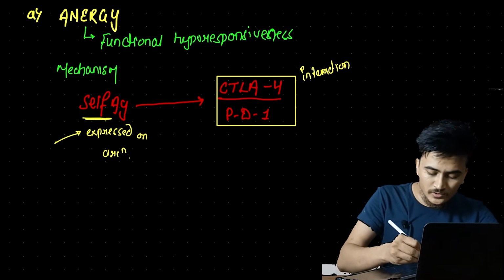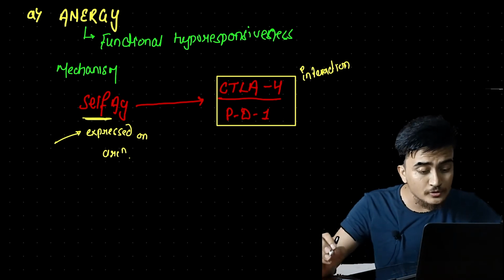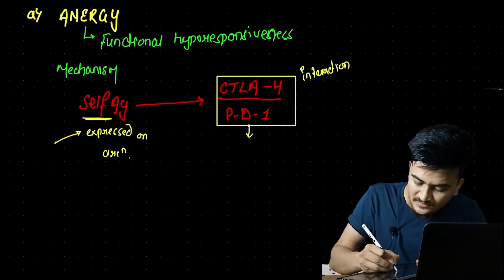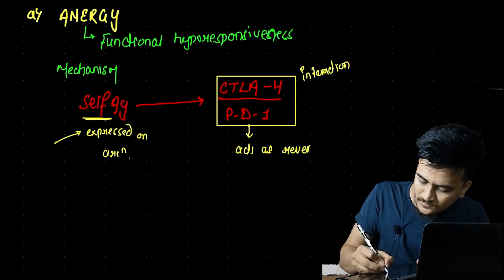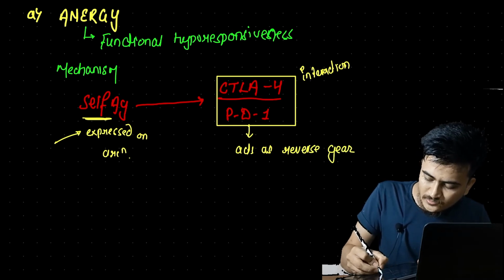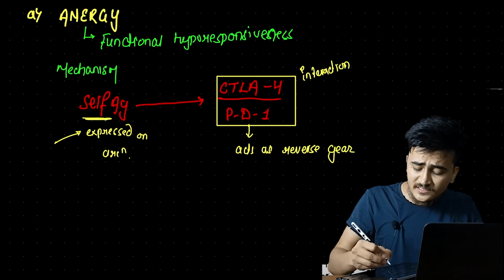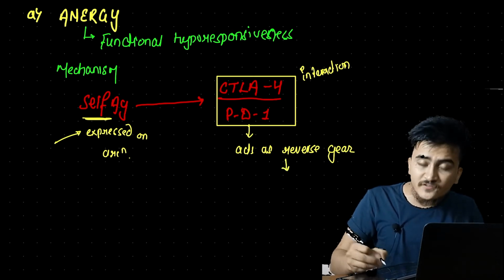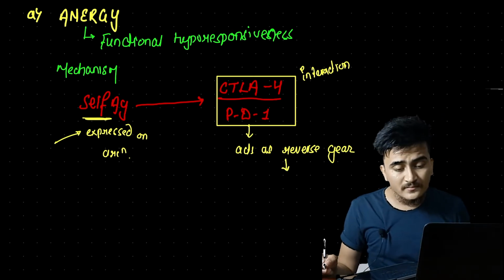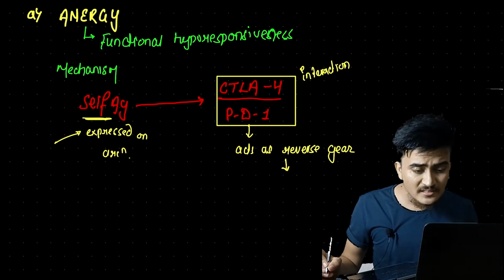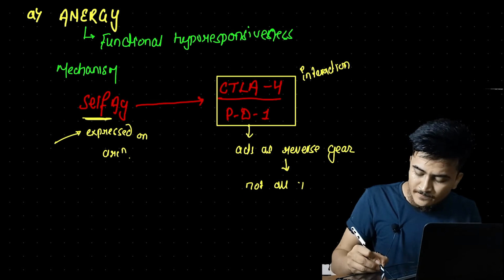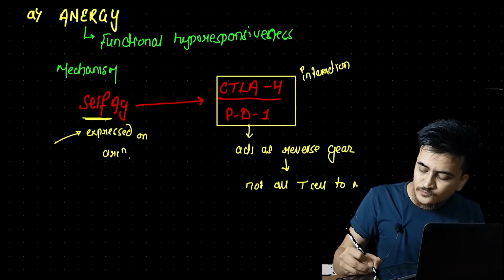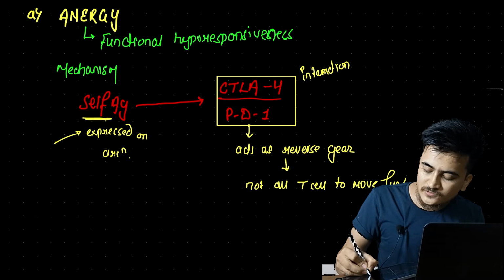These two molecules are important because they act as reverse gear. Reverse gear of what? Reverse gear of T cell maturation. That means they will not allow the T cell to move further.